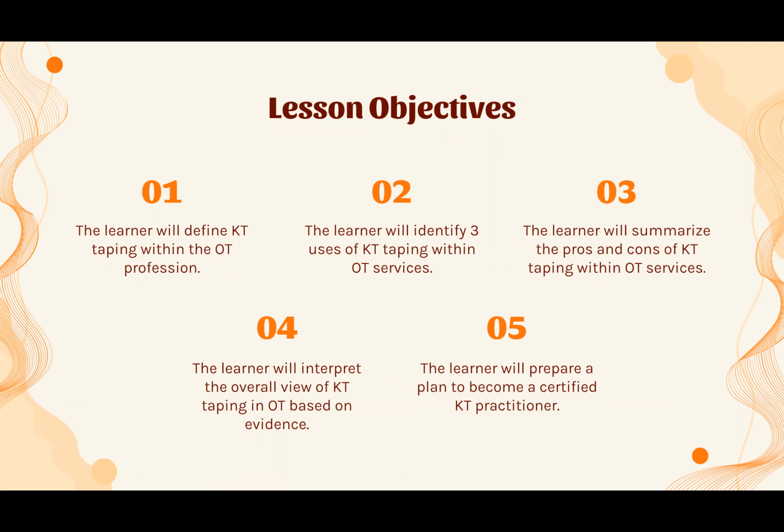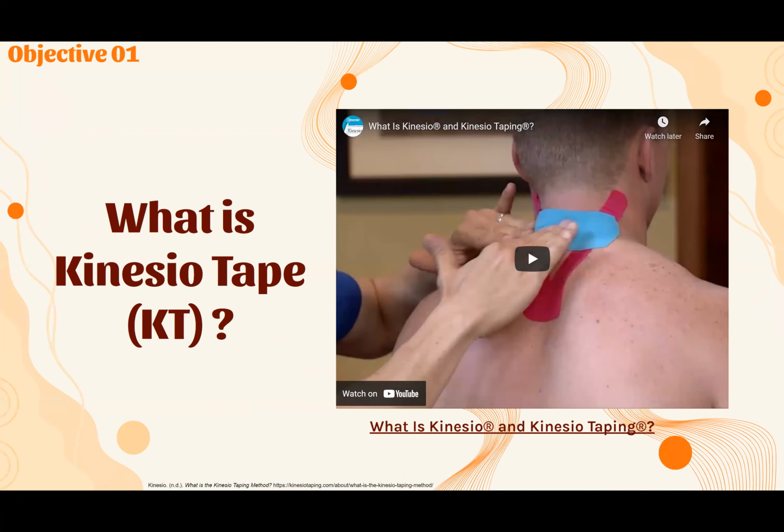At the conclusion of the webinar, the learner will complete a brief survey quiz to check if the learner met the objectives and what they have learned through this webinar. This webinar uses activities and videos to share information and address the objectives. We will first address Objective 1, what is kinesio tape, with this video that briefly introduces KT tape.